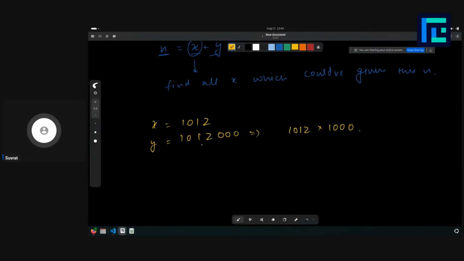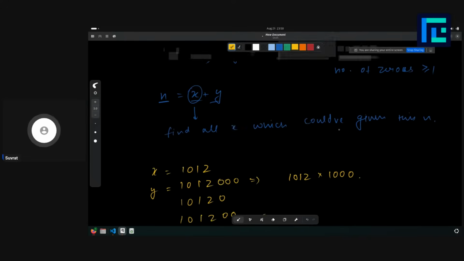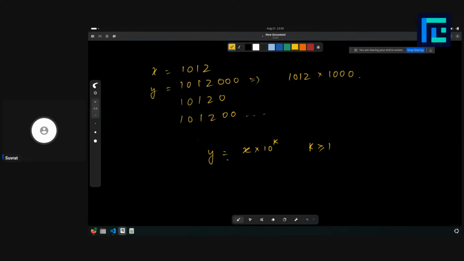Or y could have been anything. Y could have been this, or y could have been this, or anything. So basically, we can write a general form for y, which is y is equal to x into 10 to the power k, where k is greater than equal to 1, since the number of zeros appended should be greater than equal to 1. So y is x into 10 to the power k.